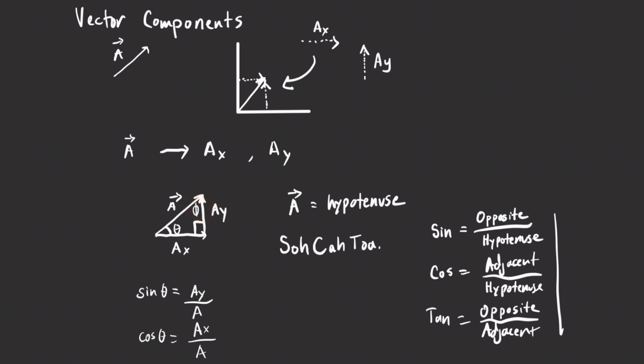And if we wanted to use this angle instead, we could also say sine phi is equal to ax over a, and cosine phi is equal to ay over a. So sometimes in problems, you'll be given components or you'll be given the vector, and you'll want to go back and forth between them or solve for unknowns. And so these equations are going to be very useful for that.